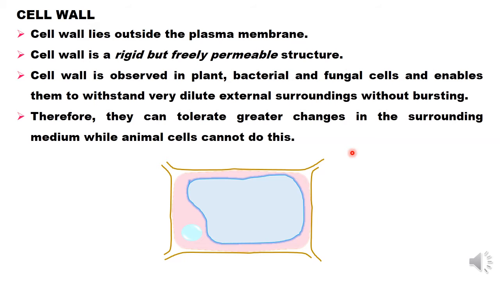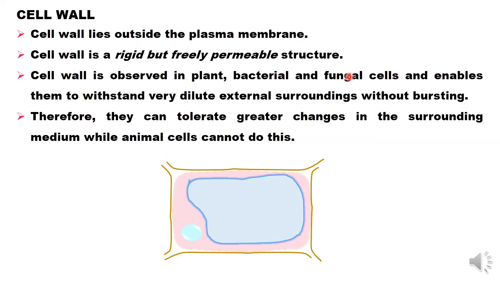Now, let us learn about an additional covering, the cell wall. This is not a universal covering as in the case of the plasma membrane. Remember this point, because the plasma membrane will be present in all those structures which are to be called a cell, but the cell wall is found only in plants, bacteria and fungi. So this is not a universal covering.